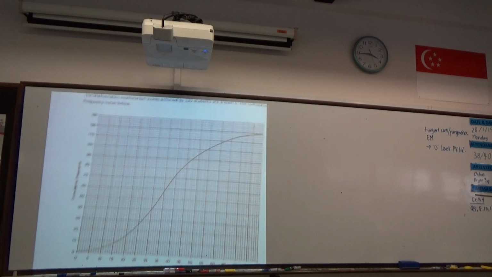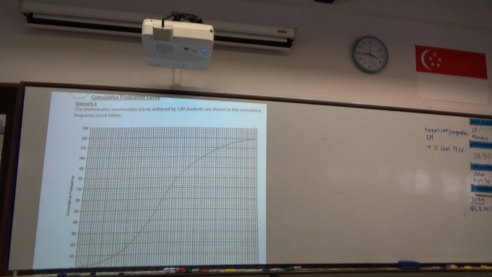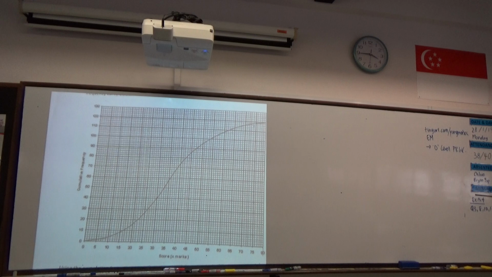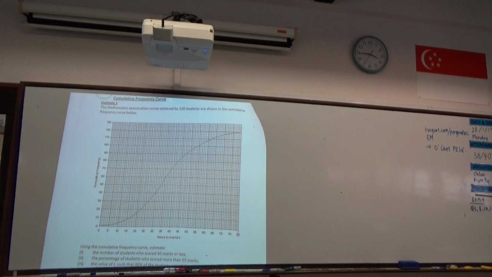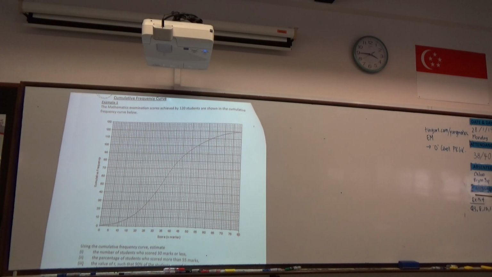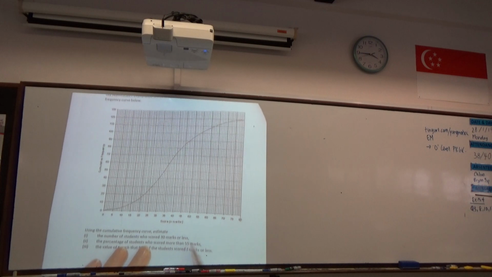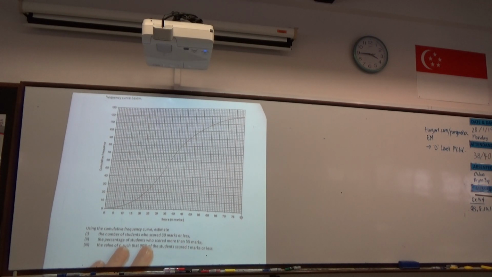Okay, next example 1, right? This is a cumulative frequency curve, which you are not expected to draw. So in part 1, using the cumulative frequency curve, we want to estimate the number of students who scored 30 marks or less. So please make sure you pay attention to the labeling of the axis.